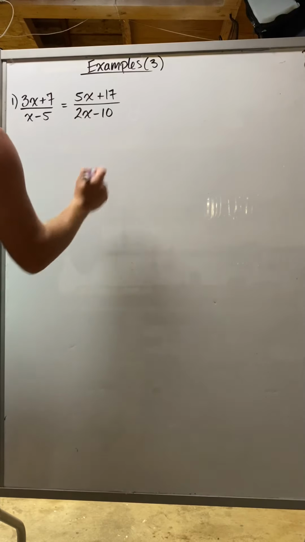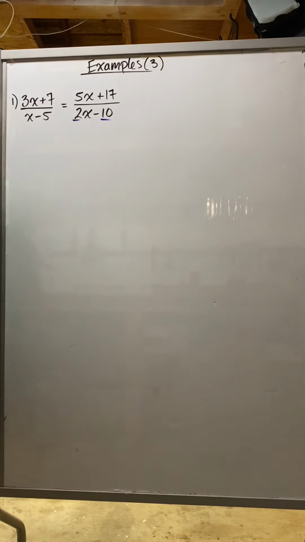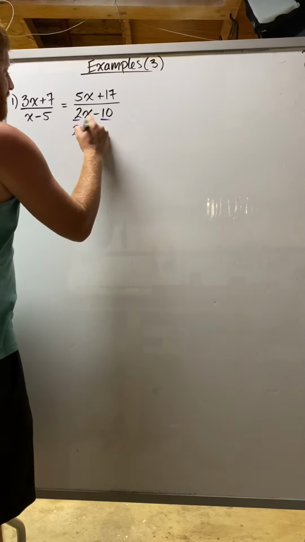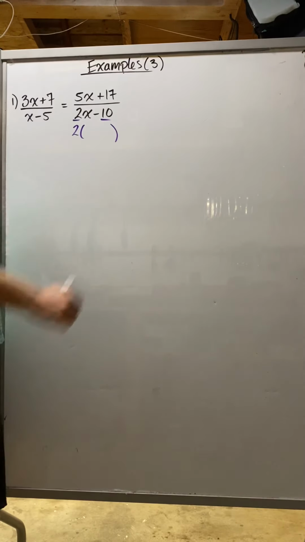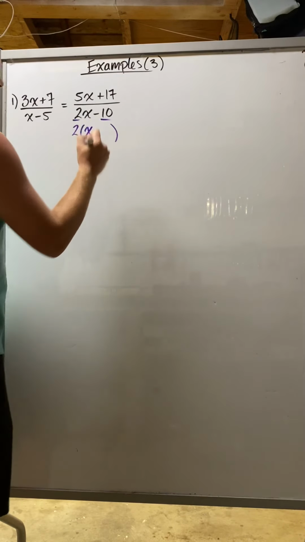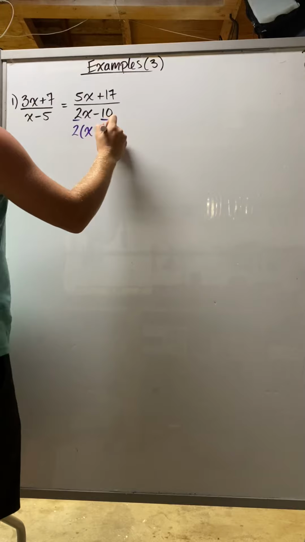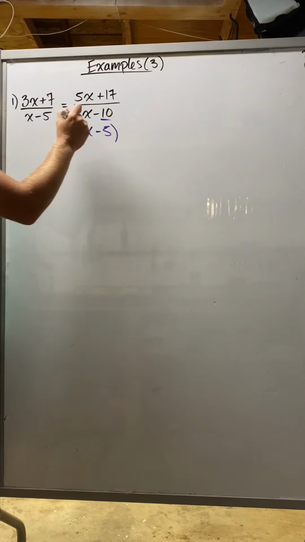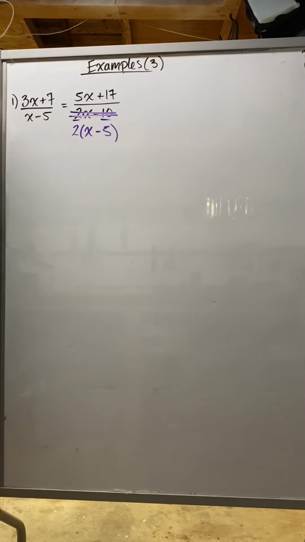We're going to look here, though. The 2x minus 10. There is a common number that both 2 and 10 can be divided by, and we should factor that out. If you factor out a 2, you will find that 2 divided by 2 leaves just an x, and 10 divided by 2 leaves just a negative 5. So this is our second denominator fully factored, okay?